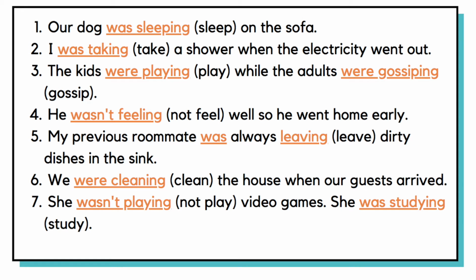Number 1 says, our dog was sleeping on the sofa. Number 2 says, I was taking a shower when the electricity went out. Number 3 says, the kids were playing while the adults were gossiping. Number 4 says, he wasn't feeling well, so he went home early. Number 5 says, my previous roommate was always leaving dirty dishes in the sink. Number 6 says, we were cleaning the house when our guests arrived. And number 7 says, she wasn't playing video games, she was studying.